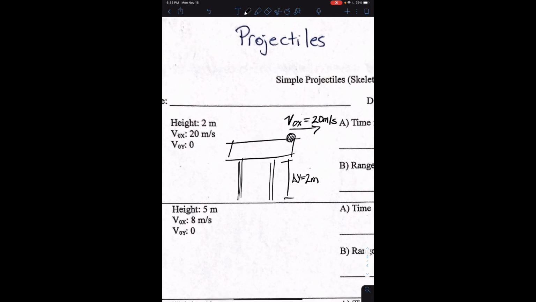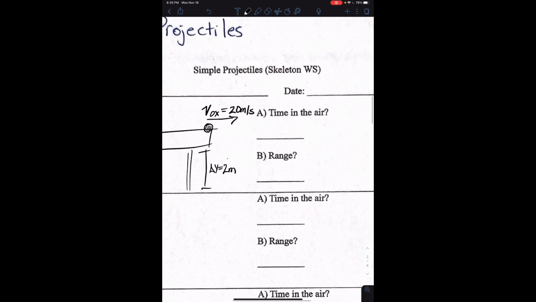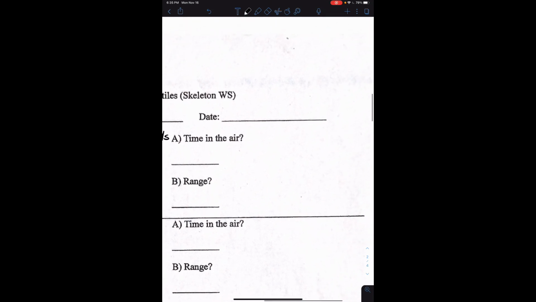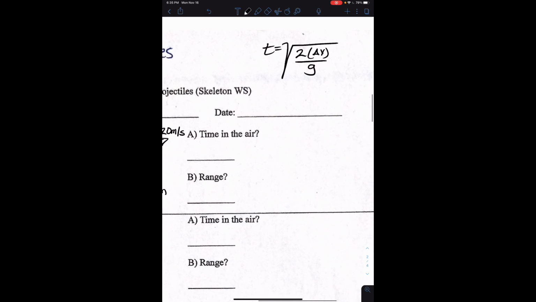All right, so we want to know how long is the marble in the air, right? And once again, for time in the air, we said we look at the y direction. So we're going to end up using our formula from above. I would write this out every time just because it does help you remember, and then we'll plug in what we know. I think we said delta y was 2 meters. Divide by 9.81.